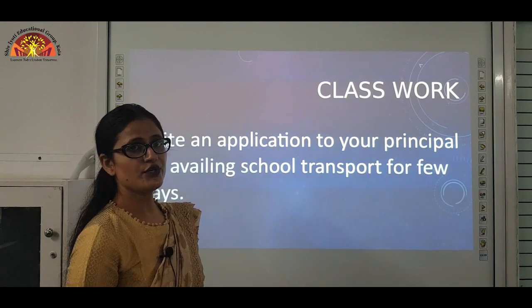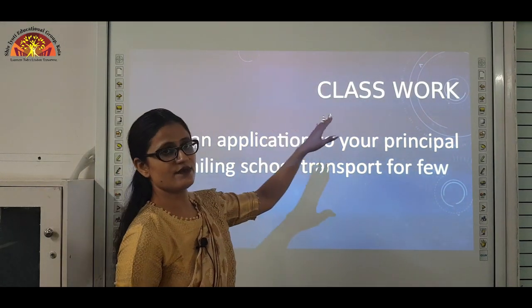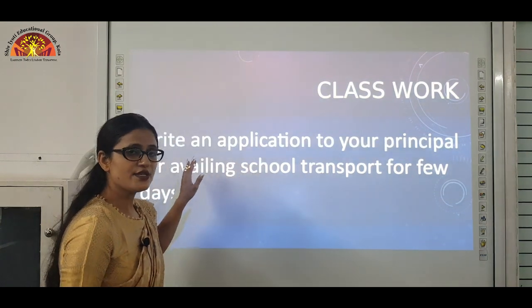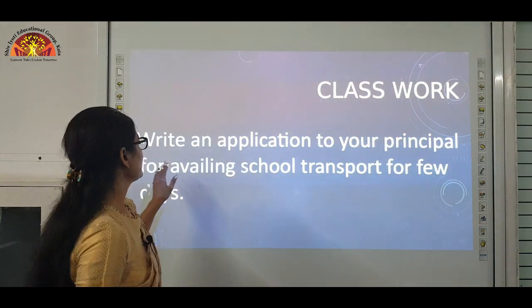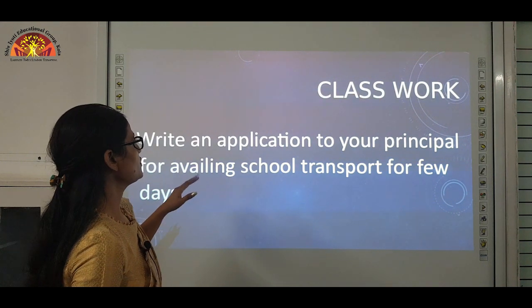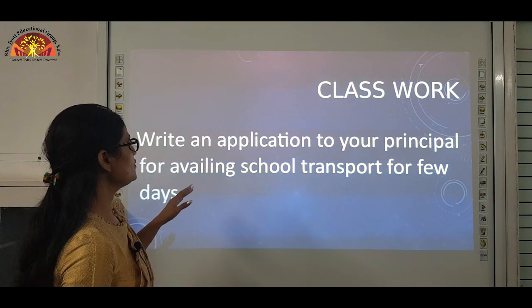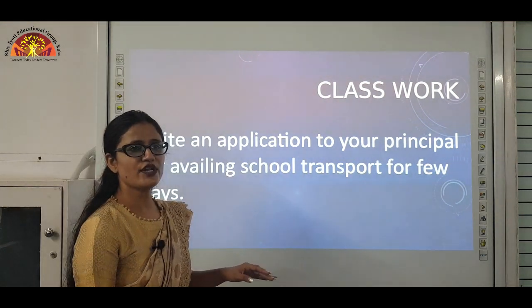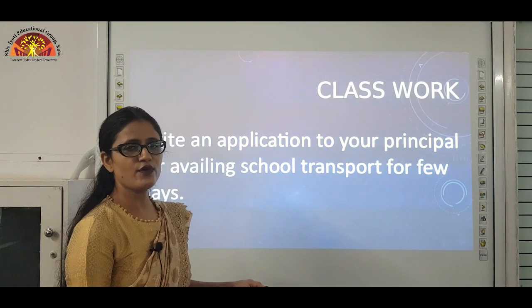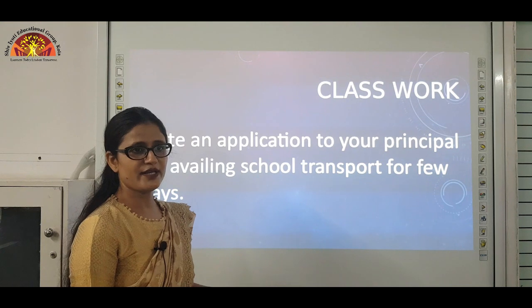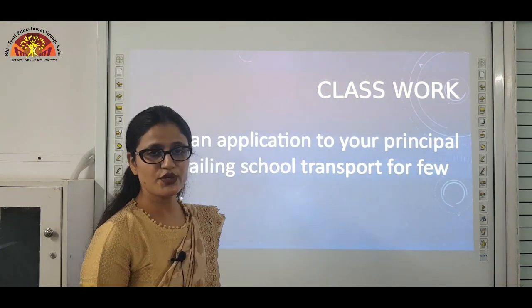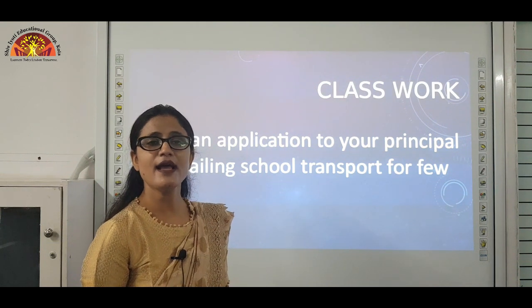In your notebook, you have to mention classwork at the top of it. Then you have to start the application. This is the question for your application: write an application to your principal for availing school transport for few days. That you want to avail school transport for few days. Therefore, you are writing this application to your school principal. So, I will just show you how you have to write the application.